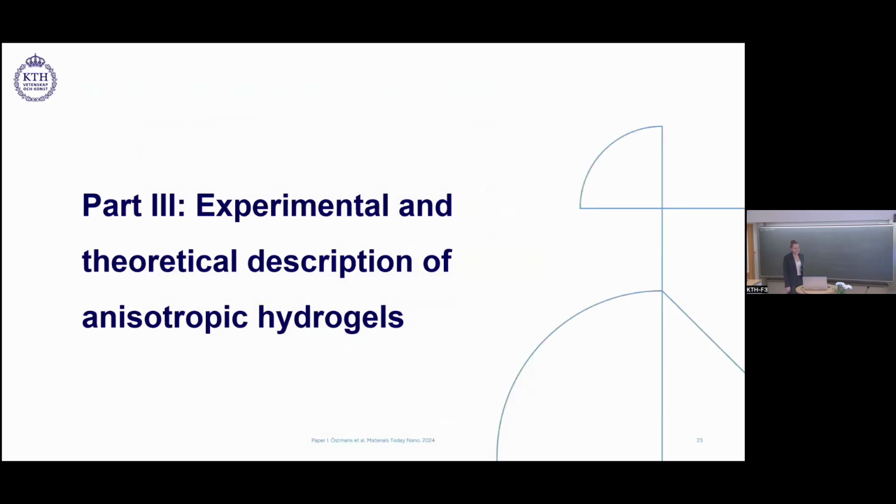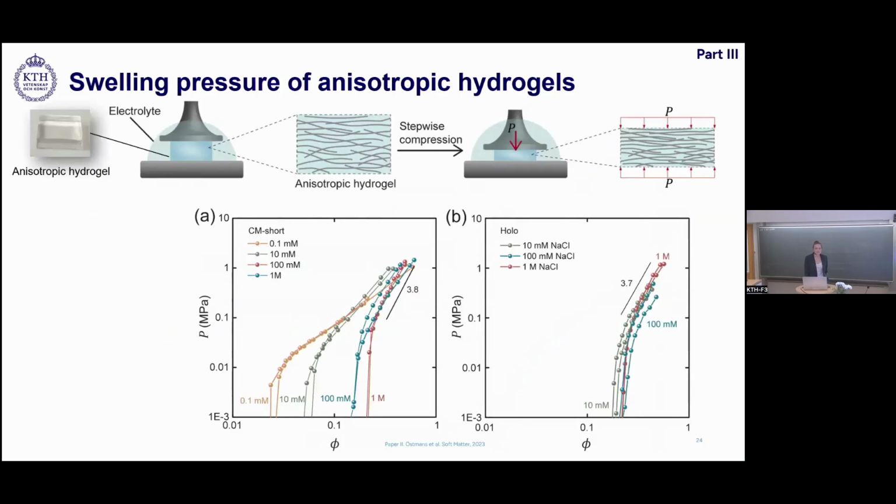So this brings us to the third part, which will cover experimental and theoretical description of the anisotropic hydrogels. And as you remember from the beginning, what makes the anisotropic hydrogel special is that they can swell in one direction, which means that they have unidirectional properties. But in these systems, we also still have the charges present, which makes them special. And this is why they can swell.